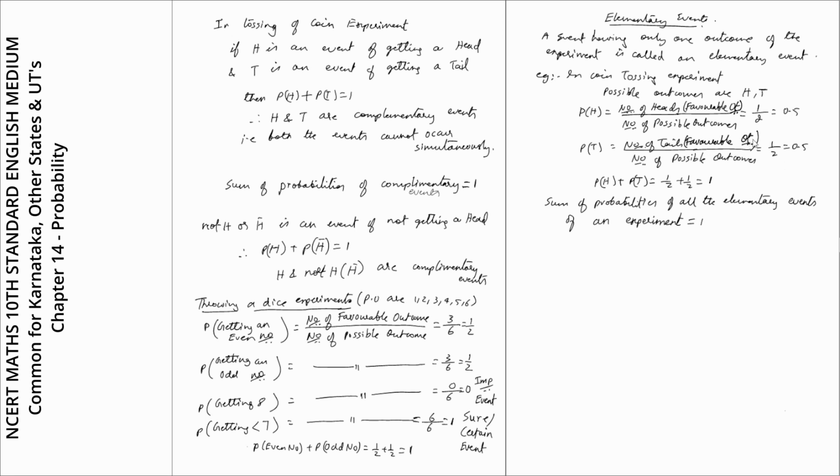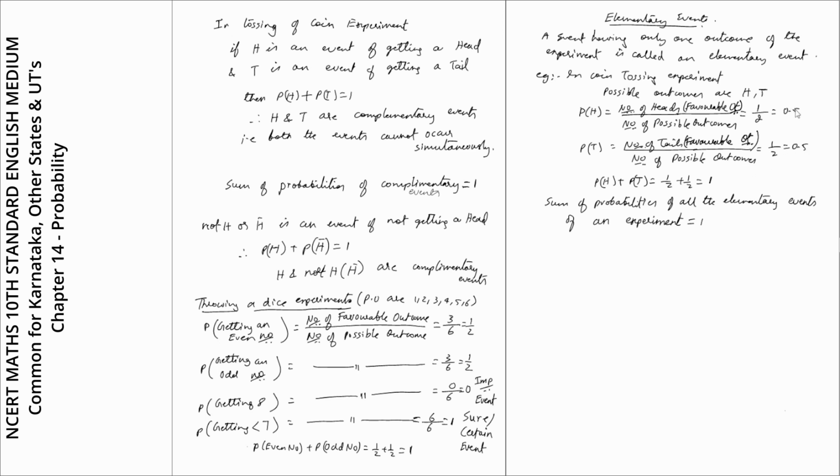Favorable outcomes is nothing but the number of tails. Out of these two possible outcomes, how many tails are there? Only one tail is there. Therefore 1 by 2. Since only one tail is there, we can say that the event of getting tail is also an elementary event. So the probability of tail also is equal to 1 by 2, which is 0.5.